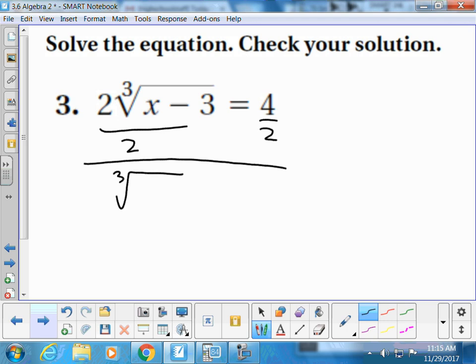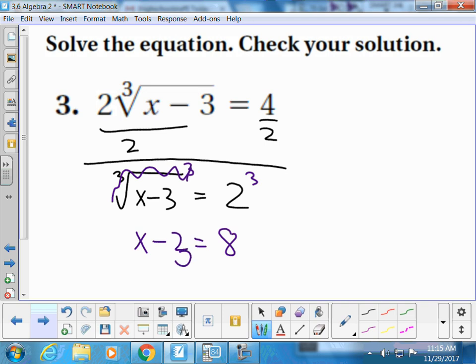That would give us the cube root of x minus 3 equals 2. Let's go ahead and cube both sides to get rid of the radical next. 2 to the third equals 8. And add 3, I wrote 2, needs to be a 3. There we go. And now we need to add 3 to finish it off. X equals 11, because 8 plus 3 is 11.